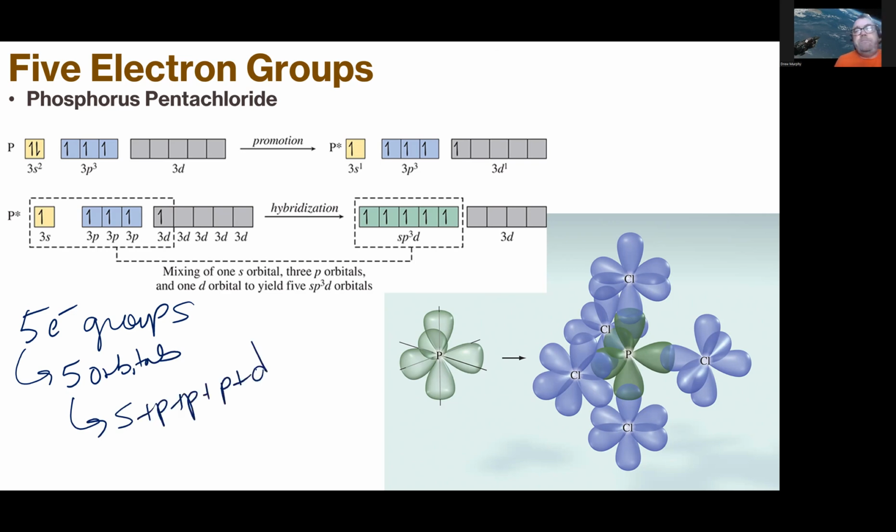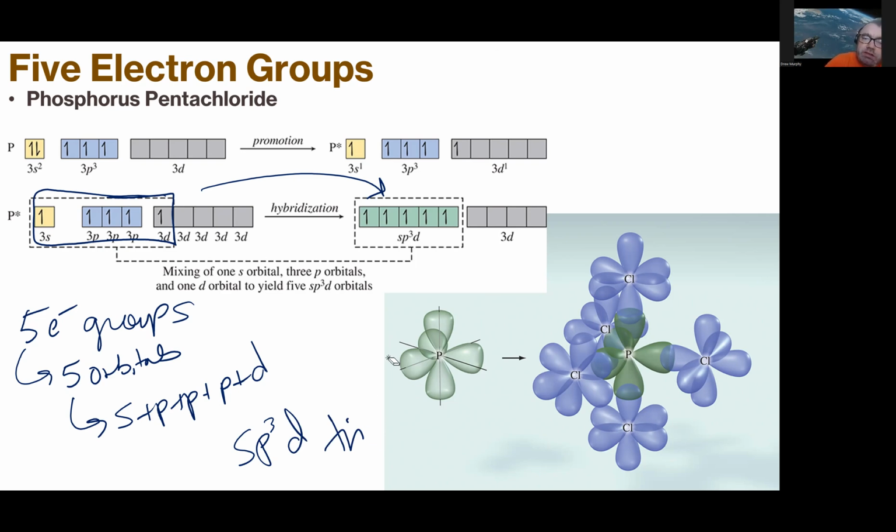This is also why things in period 3 and higher are the only ones that can have more than 8 valence electrons, because you have to have access to this d orbital, and things in period 2 are too remote from having the d orbitals, and so you get that first d from period 3. So again, the phosphorus mixes together its 5 orbitals. We get 5 sp3d orbitals, and all of these together are the trigonal bipyramidal.